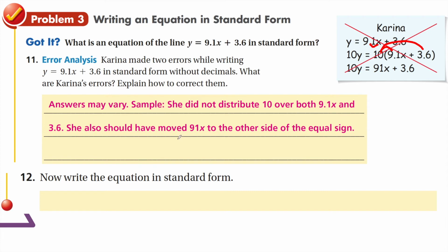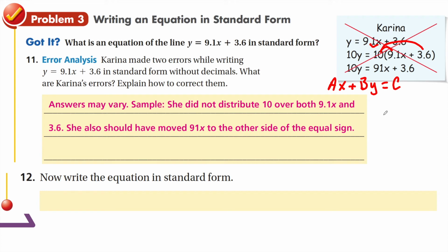She also should have moved the 91x to the other side of the equal sign. So as you can see right here as well, this is not in standard form because we need to make sure that the x and the y are also on the exact same side. Remember, standard form was that ax plus by has to equal your c. C being a constant, the a and the b representing the coefficients of the variables, and the x and the y being the variables that we're talking about. So let's write this equation in standard form.